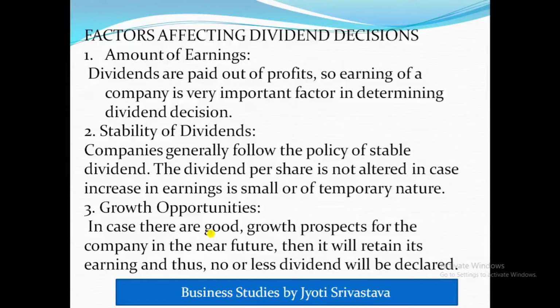So what will the company do? If the company sees that in the near future it has some growth prospects, then the company will retain the earnings, and either not give a dividend, or if it gives some dividend, the dividend amount will be very less. Clear? Means if the company has growth opportunities, it will retain the amount, and if there are no growth opportunities for the future, then it is going to declare the dividend.